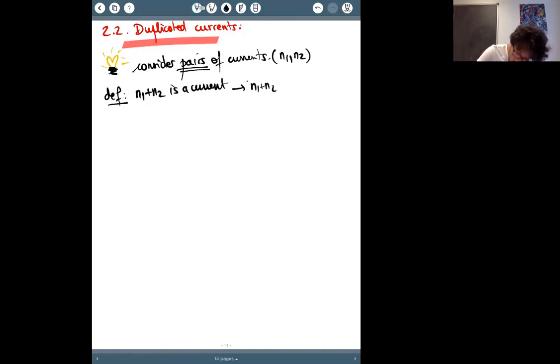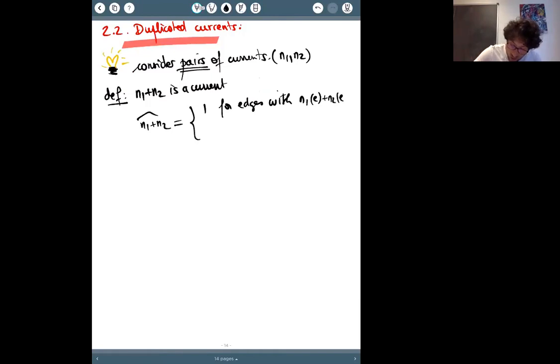And I'm going to define N1 plus N2 hat like that. And this is going to be one for edges with N1 of E plus N2 of E strictly positive, and it's zero otherwise. So this is kind of the trace of the sum of two currents. Okay, so I will always call it like that. It's a trace of the sum of two currents.